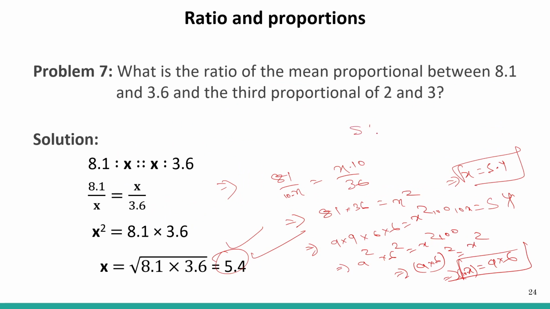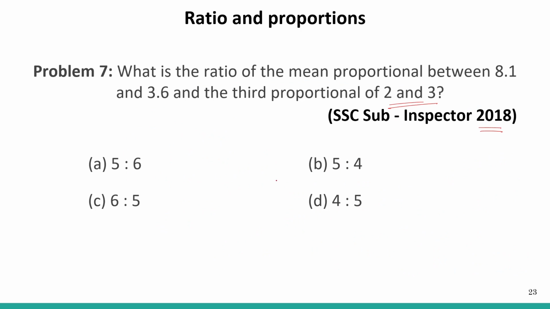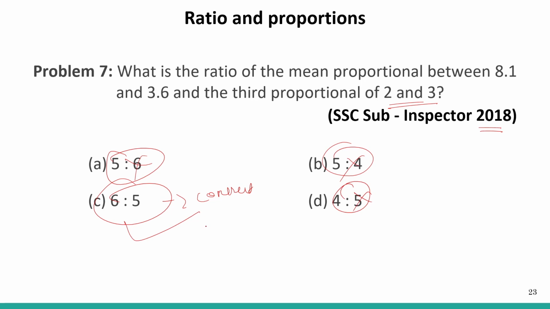So 5.4 and 4.5. Okay. So 5.4 by 4.5, the ratio will be 54 by 45, that is 6 is to 5. So 6 is to 5 is the only correct answer here. So this is the correct answer here. These are all wrong answers. Okay. The only correct answer is 6 is to 5.